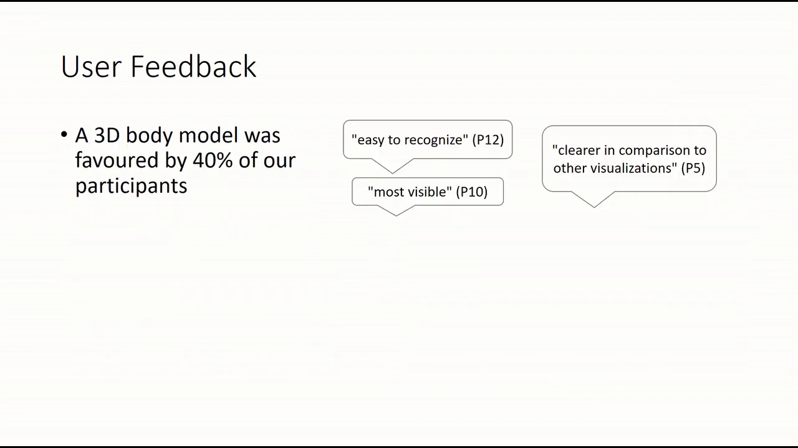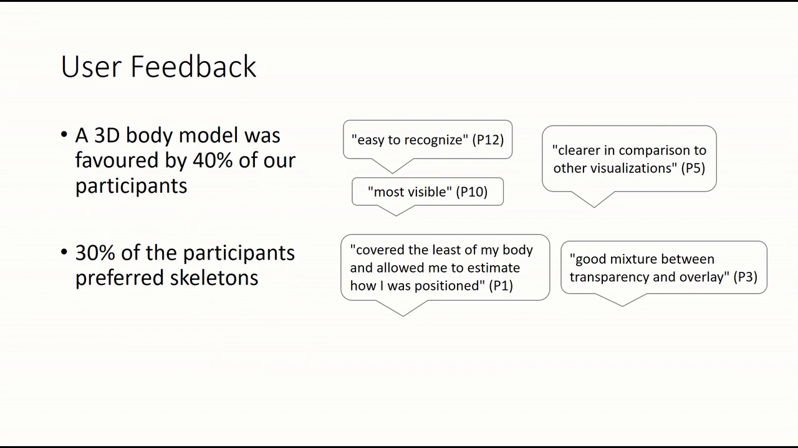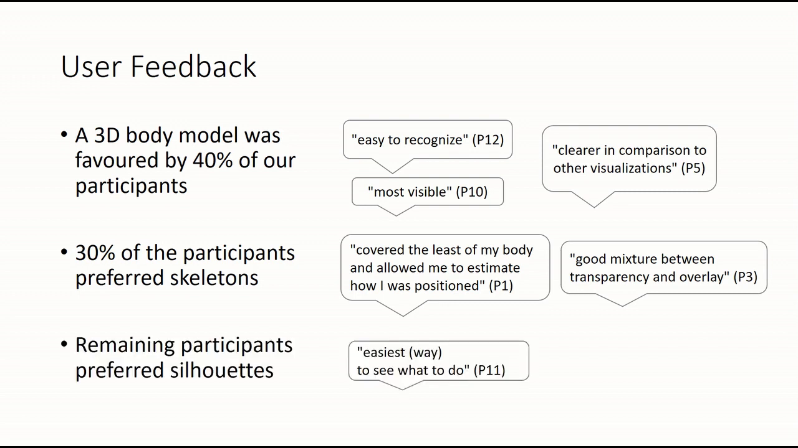In the end, we collected feedback from our users. 40% of our participants preferred a 3D body model because they found it easy to recognize, most visible, and clear in comparison to other visualizations. 30% of our participants preferred skeletons because they covered the least of their body and allowed them to estimate how they were positioned, and because they had a good mixture between transparency and overlay. And the remaining 30% of our participants preferred silhouettes because it was the easiest way to see what to do.